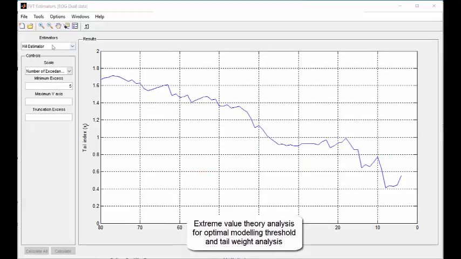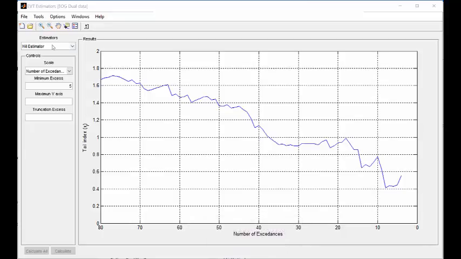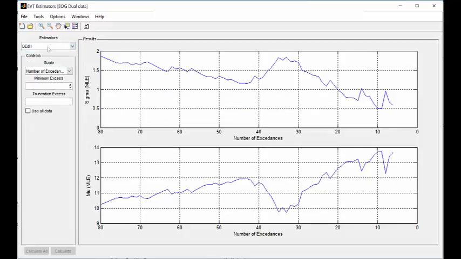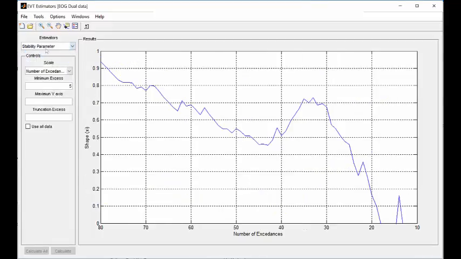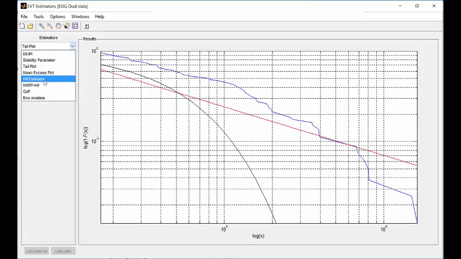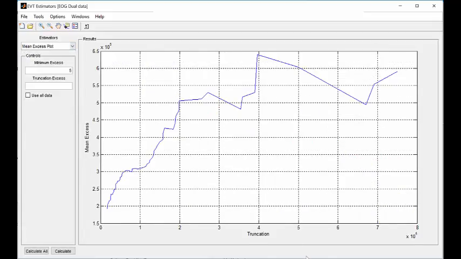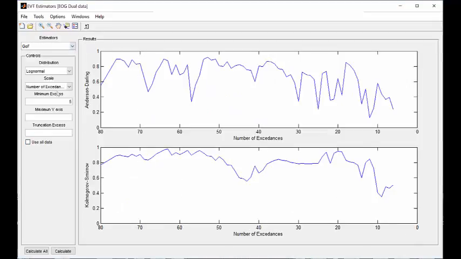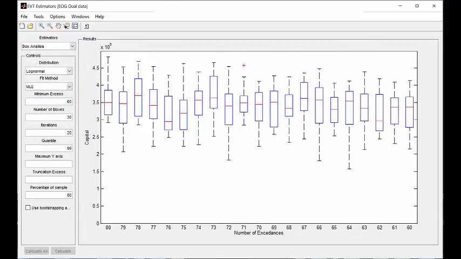Op Capital Analytics provides all industry standards for determining the tail weight and optimal threshold, the Hill estimator, the DEDH, the stability parameter, the tail plot, the mean excess plot, goodness of fit by threshold, and capital stability by threshold.